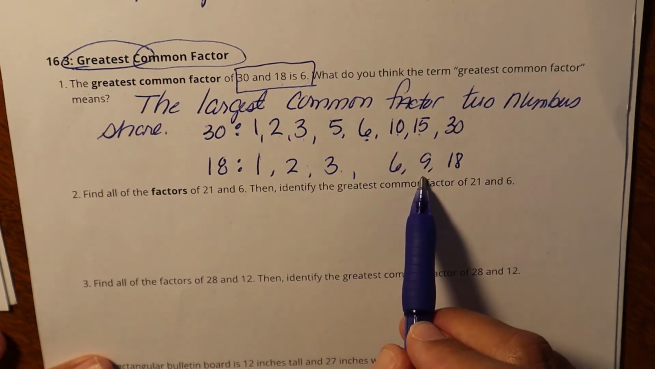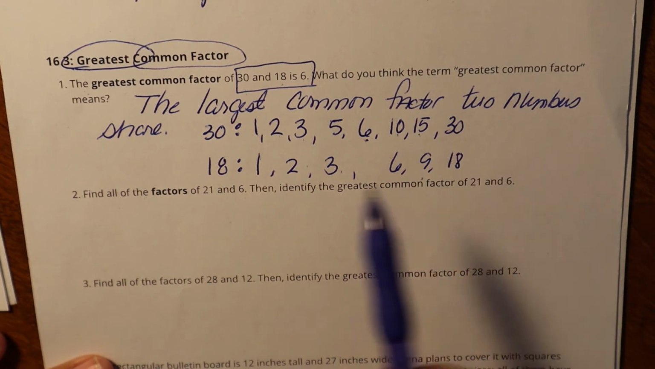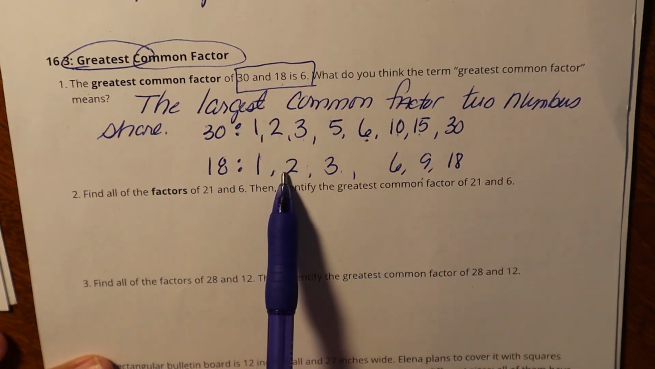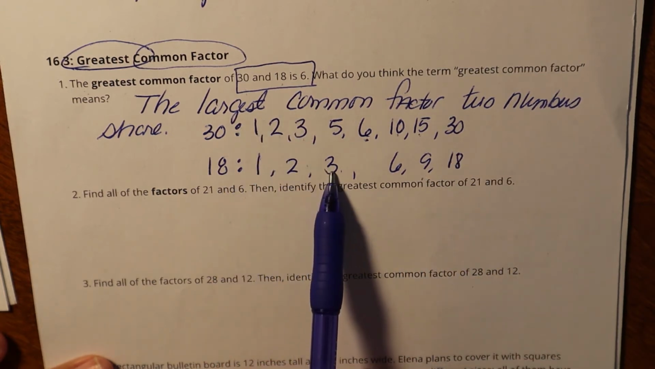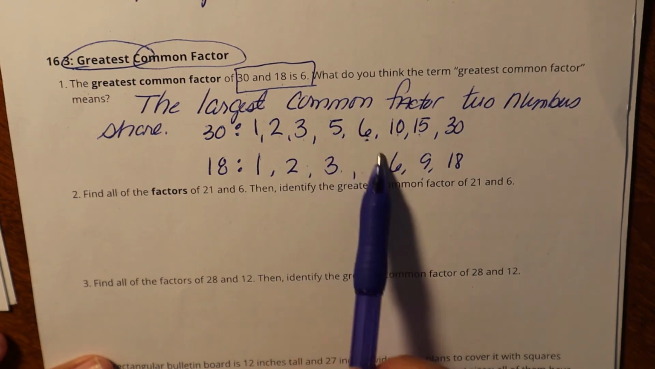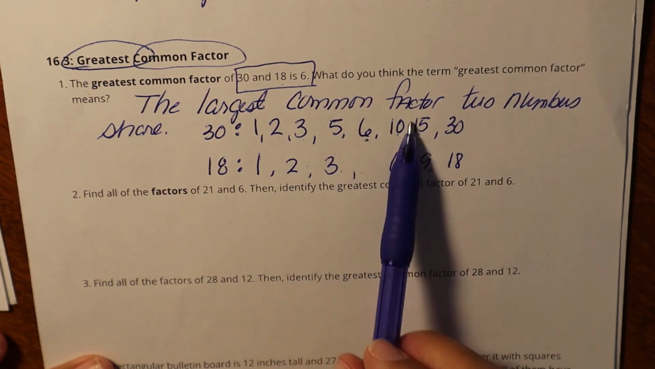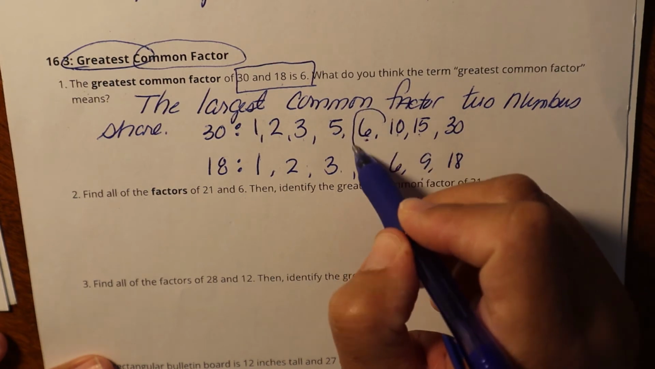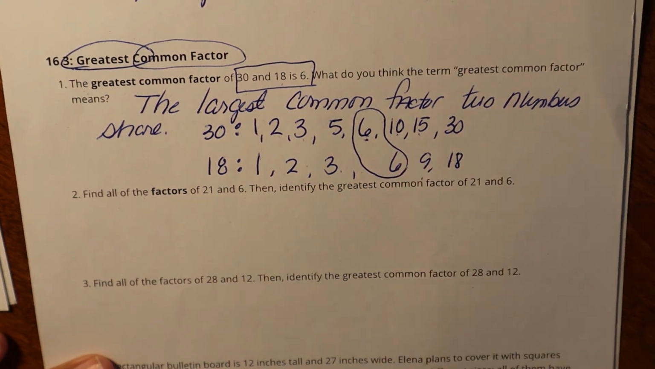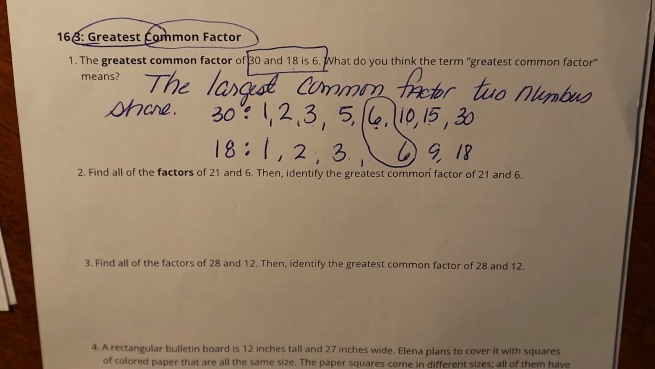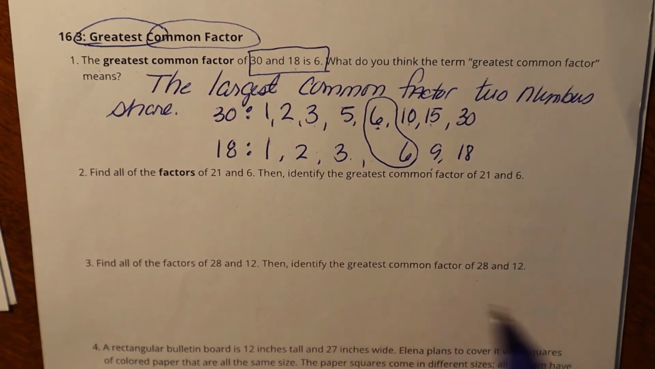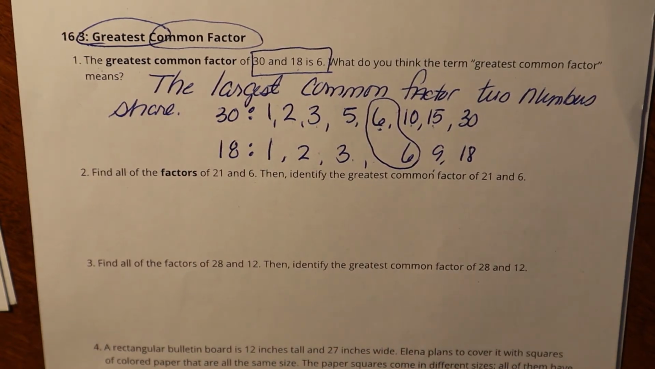Here's your list of factors for 18. What's the greatest common factor? Well, they share 1s, they share 2s, they share 3s, they don't share 5s, they share 6s, they don't share. So here's how they got their answer of 6. It's a quick little review. That's one of the quickest methods to solving common factors and greatest common factors.